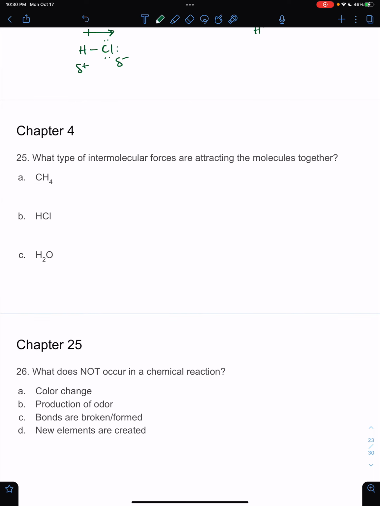Okay, looking at this one. What type of intermolecular forces are attracting the molecules together? So the options I think we have are only dispersion, dipole, or hydrogen bonding.